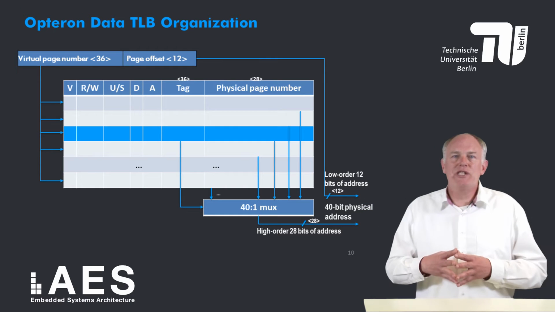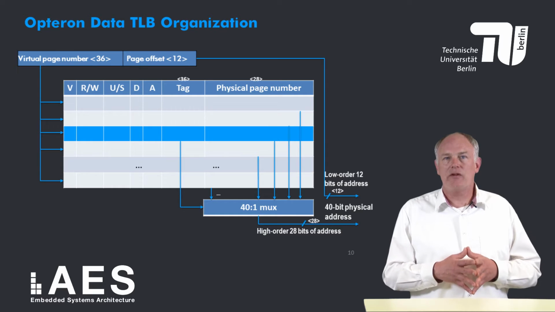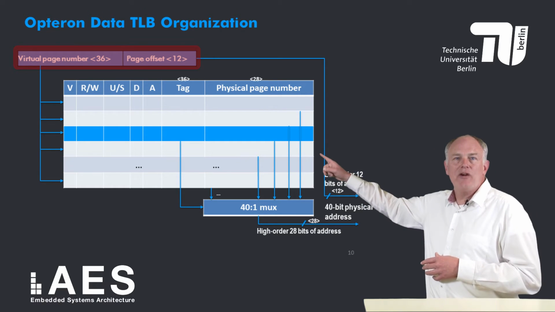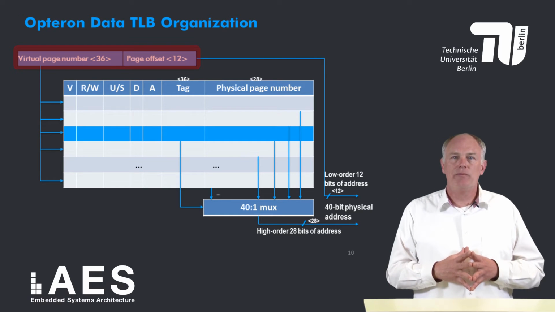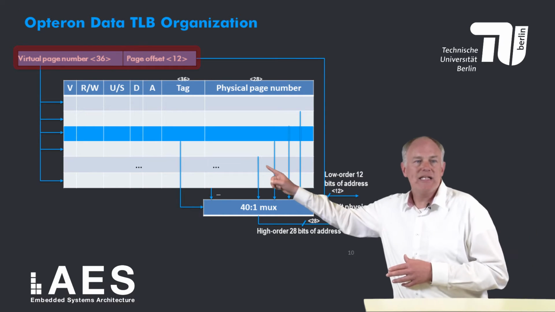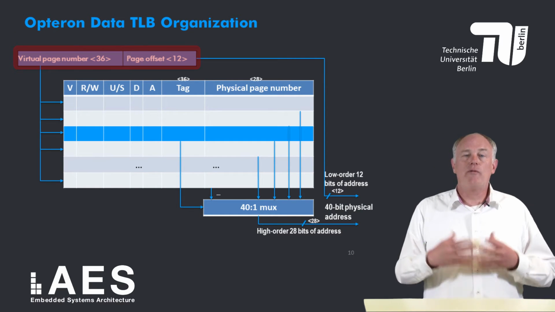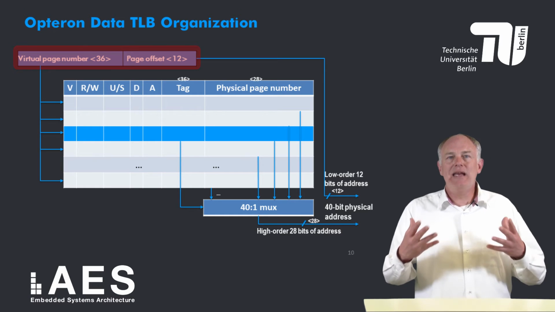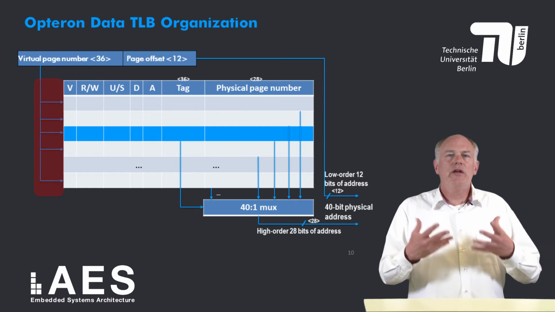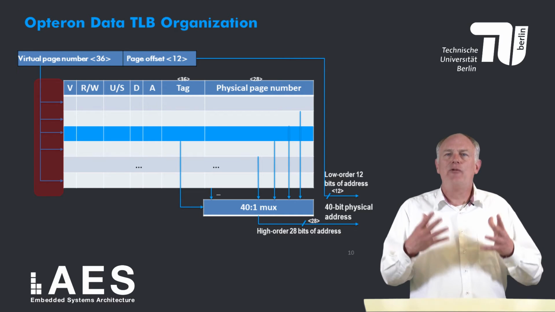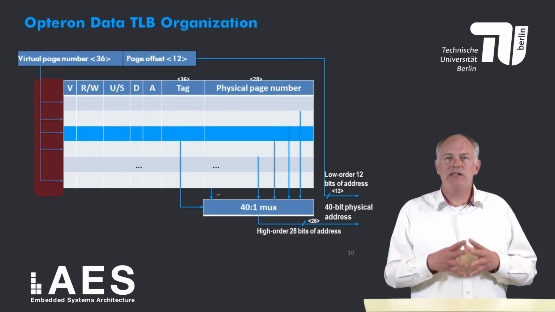This figure shows the organization of the data TLB of the AMD Opteron processor. The virtual address is 36 plus 12 equals 48 bits long. The page offset is 12 bits, so the page size is 2 to the power of 12, or 4 kilobytes. The remaining 36 bits are the virtual page number. The TLB has 40 entries and is fully associative, so all entries are checked in parallel for a tag match.